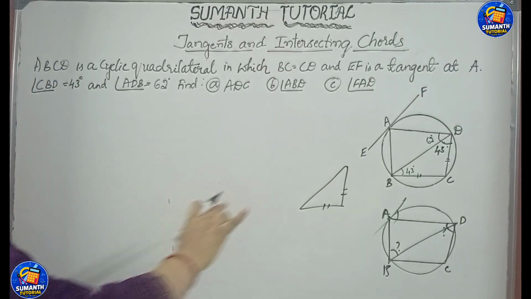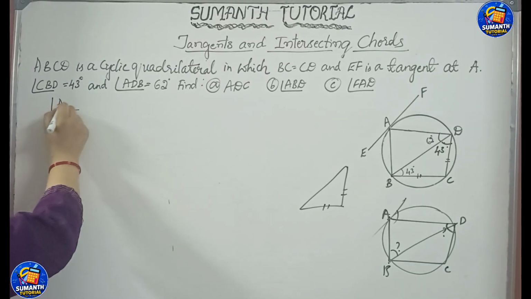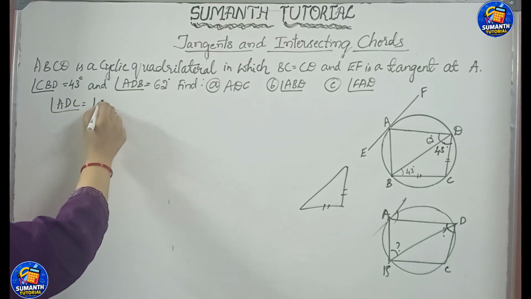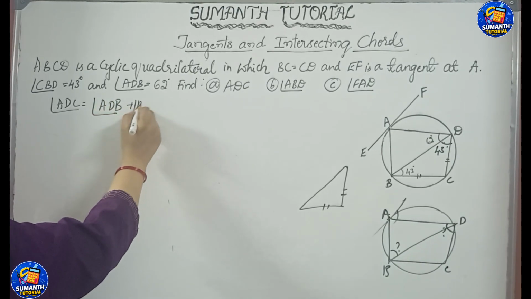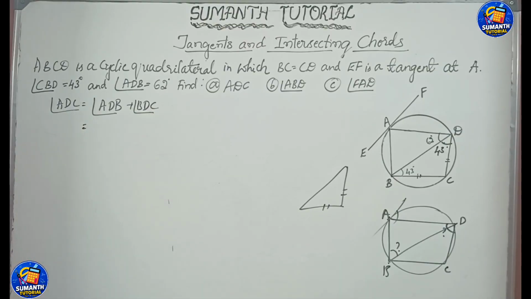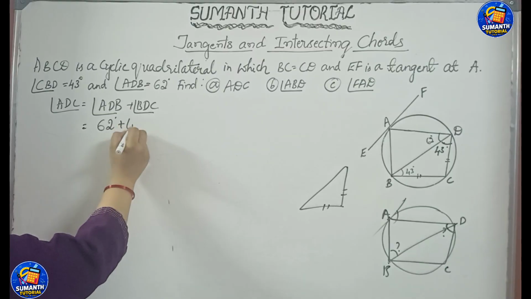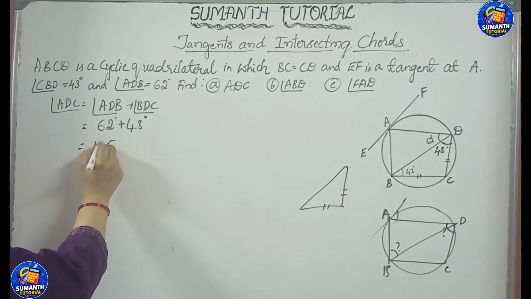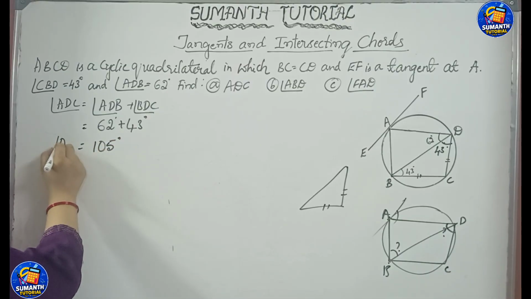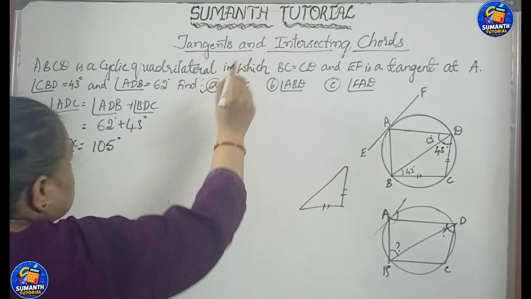By this, can we find angle ADC? Nothing but angle ADC is equal to angle ADB plus angle BDC. So therefore angle ADB is how much? 62 degree plus 43 degree. So that is equal to 3 plus 2 is 5, 6 plus 4 is 10. It is 105 degree. What is angle ADC equal to, children? It is equal to 105 degrees. So we have found the answer for this one.